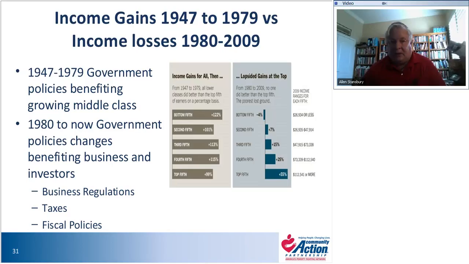And I'm afraid we're going to continue to see the same in the next 4 to 8 years with the new administration. I think that's what we're going to continue to see.